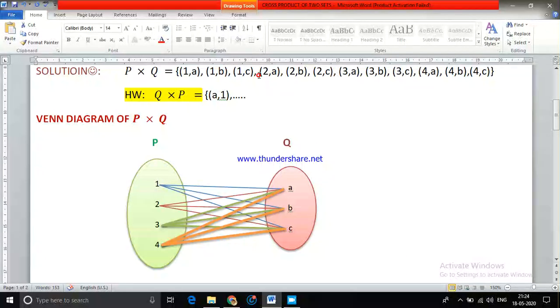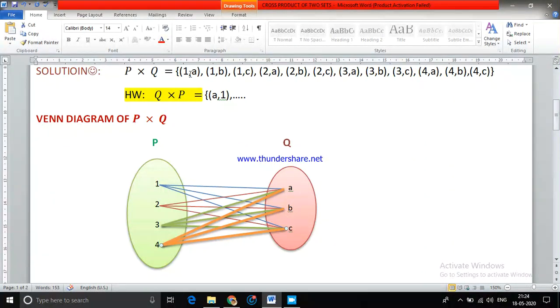And similarly, then you have 2A, 2B, 2C. So I have to draw a line from 2 to A, then 2 to B, and then 2 to C. Then I have another point 3A, 3B, 3C. So I have to draw 3A, 3B, and then 3C line. Similarly 4A line, 4B line, and 4C line. So from every element of P, there will be a line to every element of Q. That is the complete cross product of the two given sets.